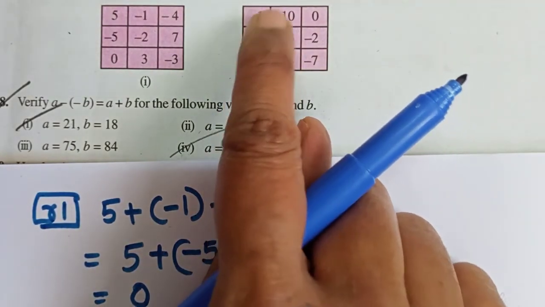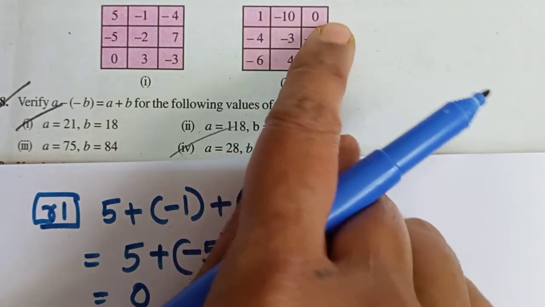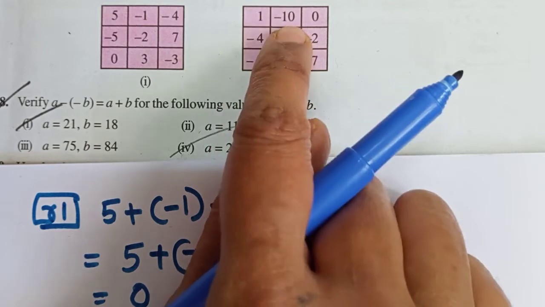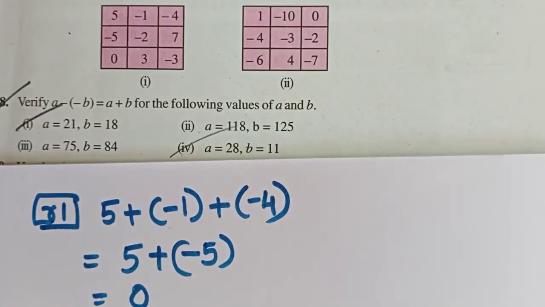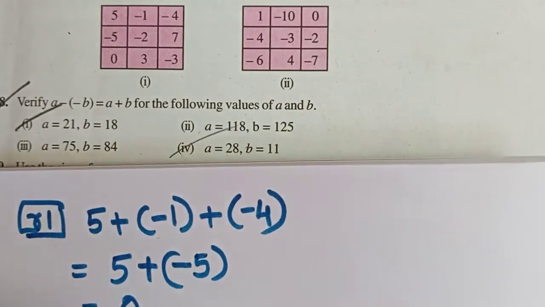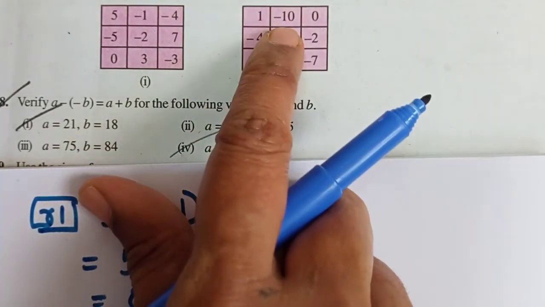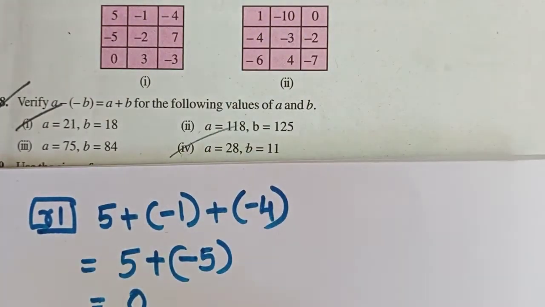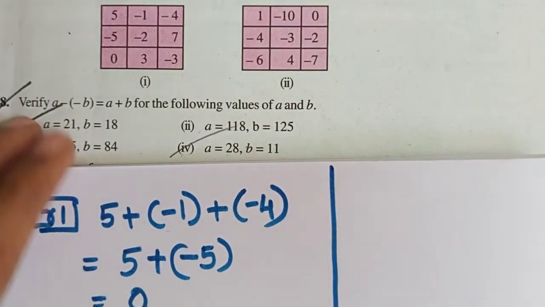1 plus minus 10 plus 0. 0 is nothing, no value. 1 plus minus 10. What should we do? 1 is positive, minus 10 is negative number. So we need to subtract. So it will give us a minus 9, isn't it? You want me to write it again? Okay.